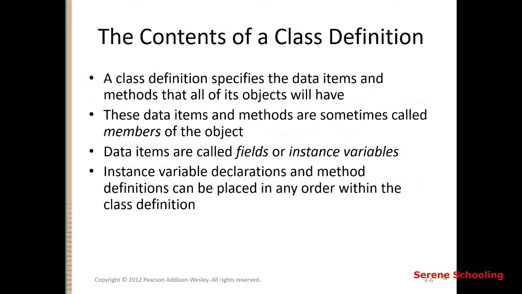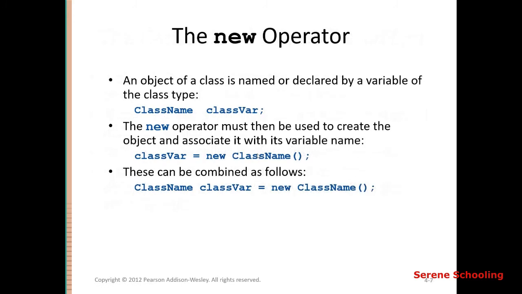So a class can have data items and methods, right? A class can have data members as well as methods, and the object will have access to all those, right? And these data items are called fields or instance variables. So this is just the theory part.